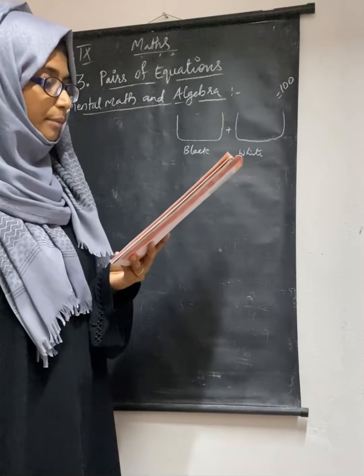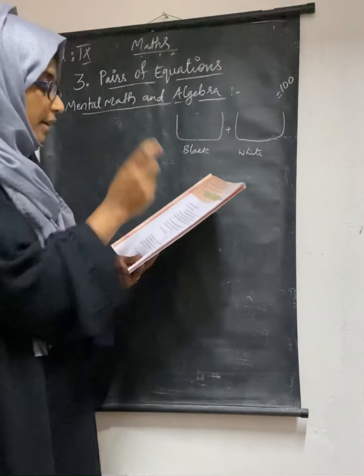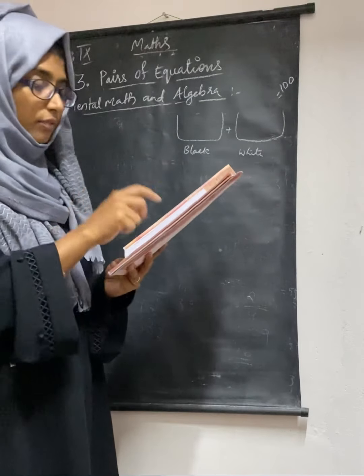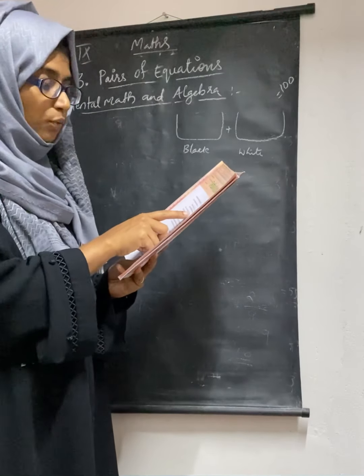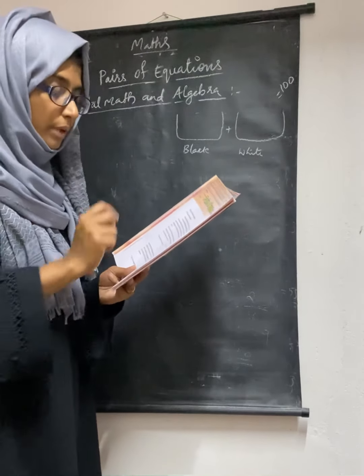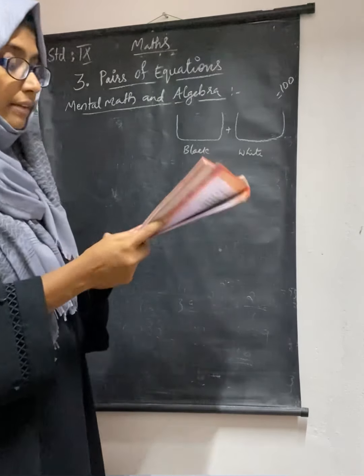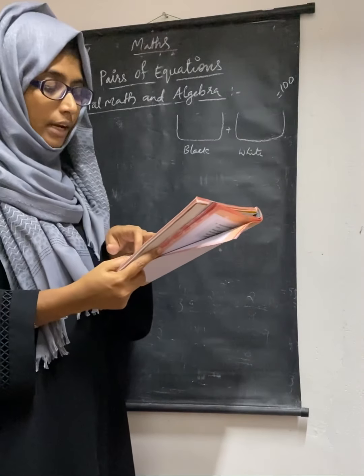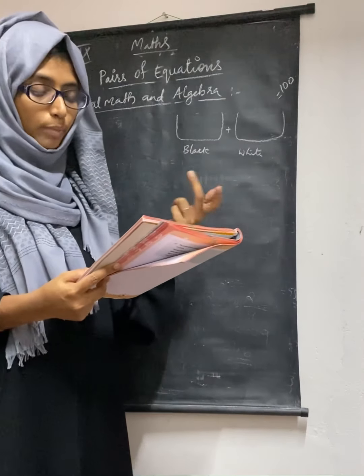There are 100 beads in a box, some black and some white. 10 more black than white. How many black, how many white? So one condition given is that there are 100 beads in total, and the other condition is 10 more black than white.